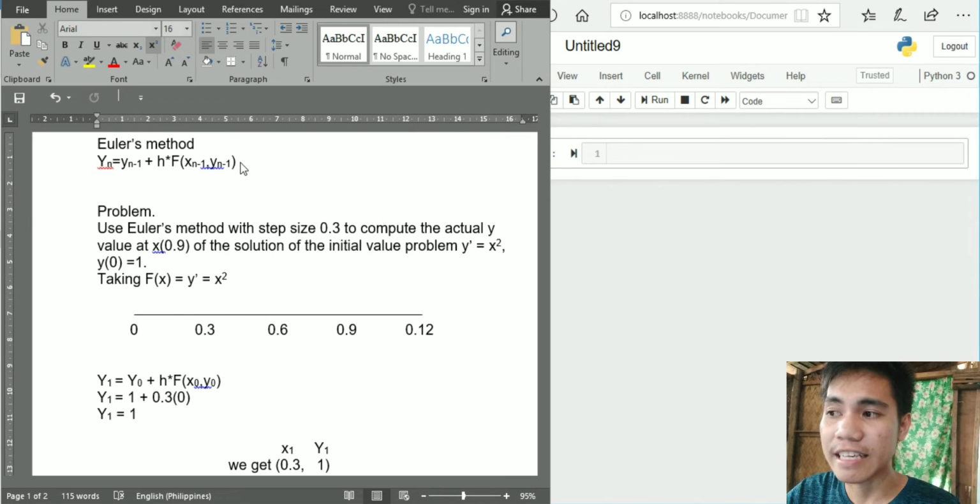Euler's method formula is given by y sub n is equal to y sub n minus 1 plus h, or height, times function of x sub n minus 1, y sub n minus 1.